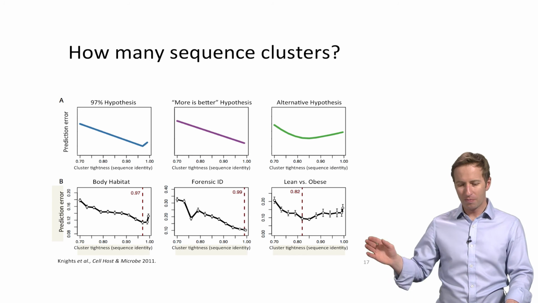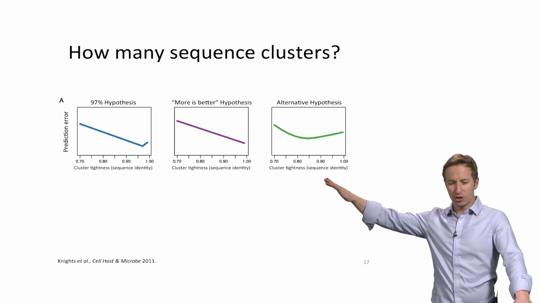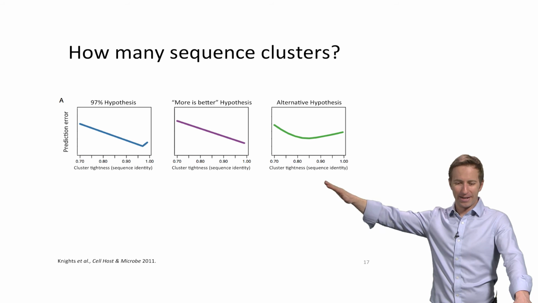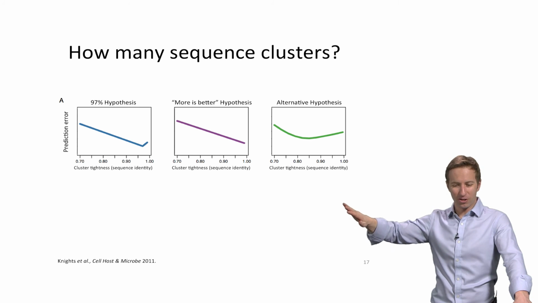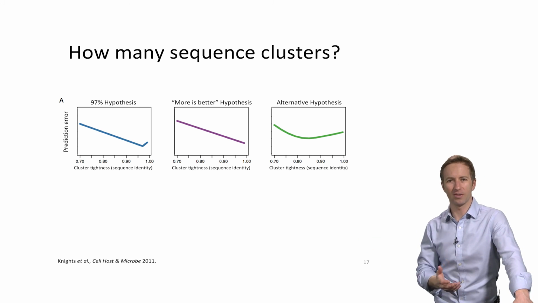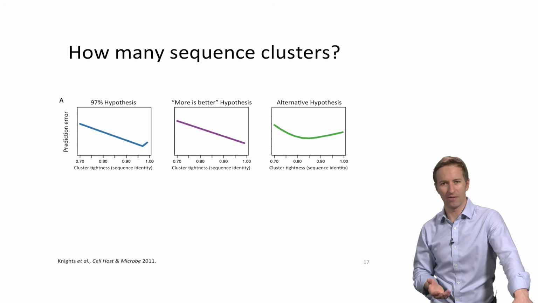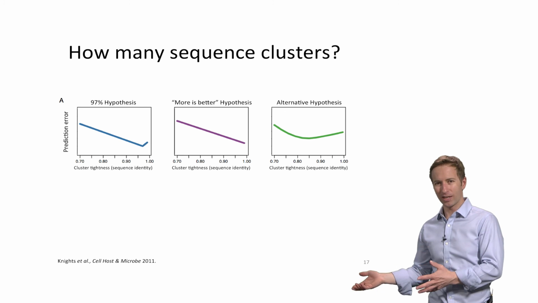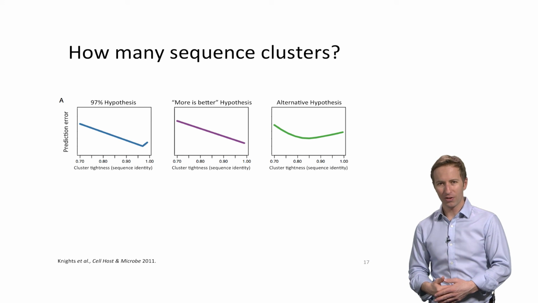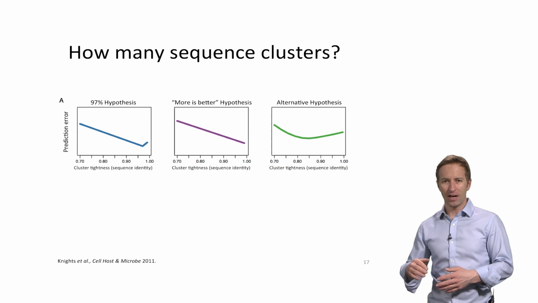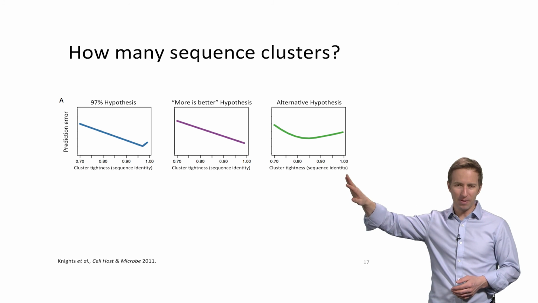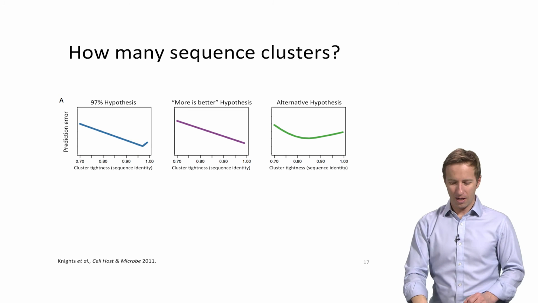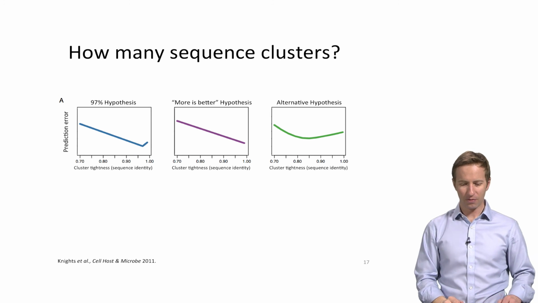There's also the more is better hypothesis, which proposes that the error just keeps decreasing, that clustering is a bad thing. The more specificity you have, the better. And then finally, there's the alternative hypothesis, and this is what I expected, which is that every classification task has a different sweet spot somewhere in the middle where the models aren't too simple nor too complex. And now I'll show you applications of this to several different data sets.